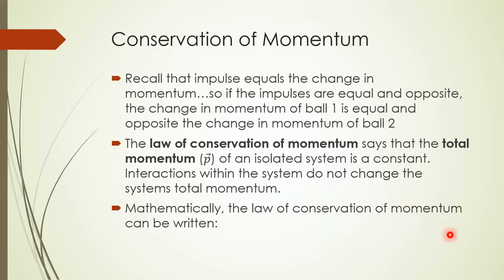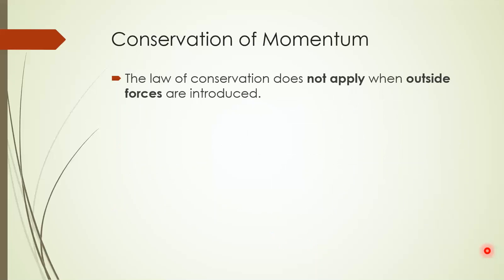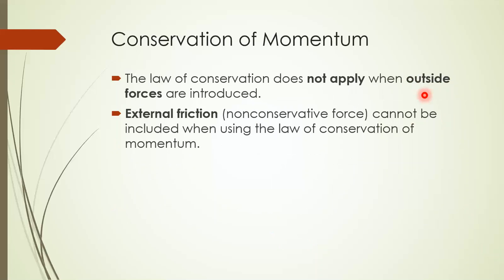Mathematically, we write the law of conservation of momentum as initial momentum equals final momentum. The law of conservation does not apply if any outside forces are introduced to the system. So for example, if I have two balls collide and then friction acts on one of the balls, friction between the ball and the table, that's an external force, a non-conservative force. We can't include that in the law of conservation of momentum.